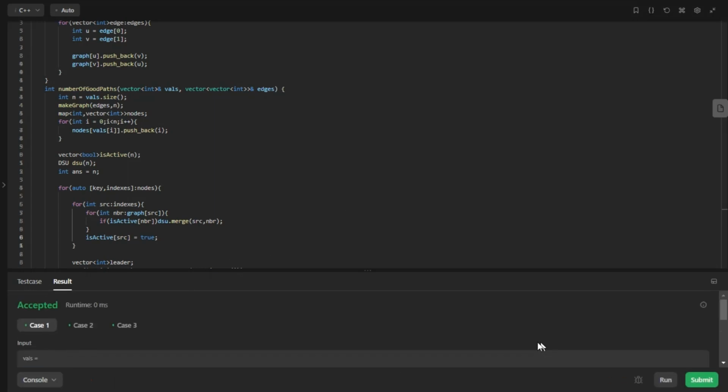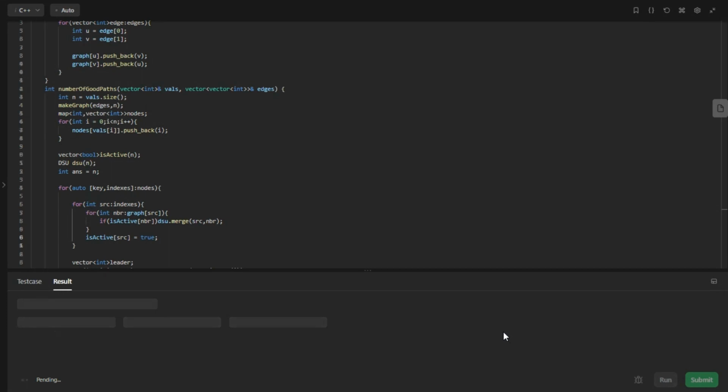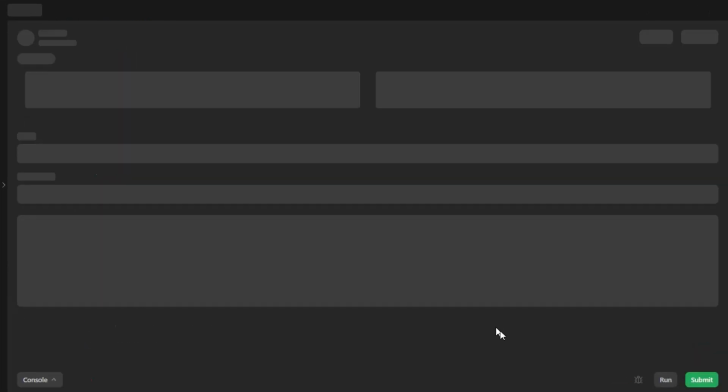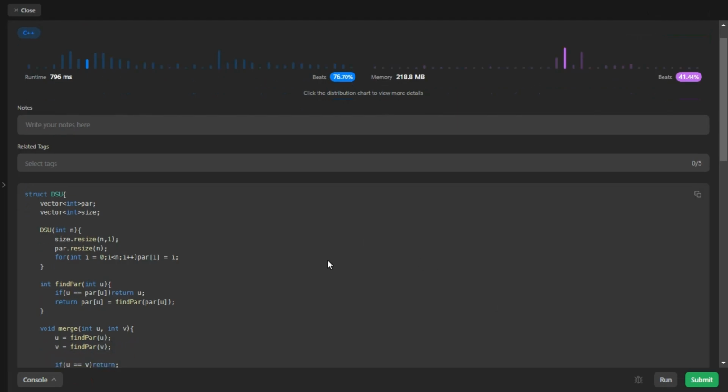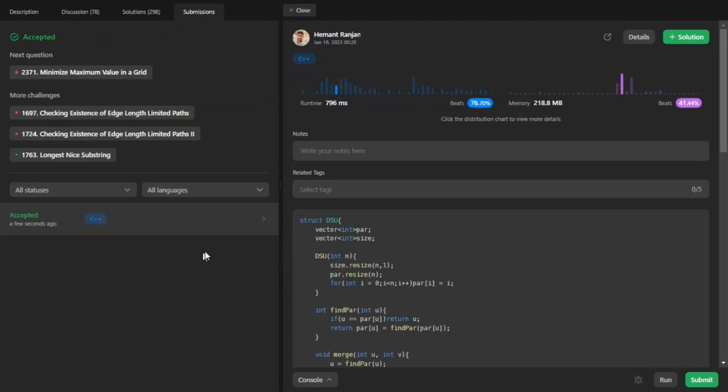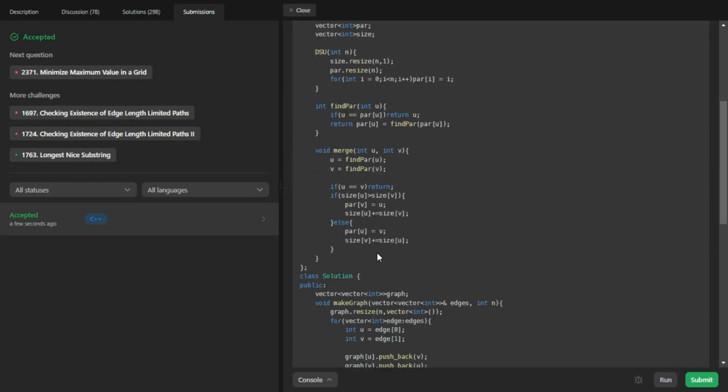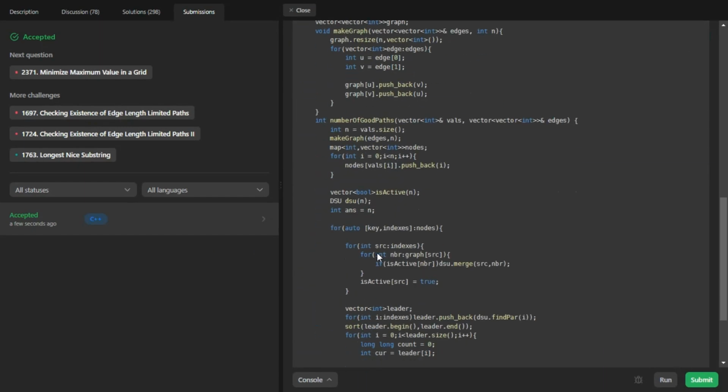All the test cases are passing. Let's try to submit it. It got accepted. So this is the solution for today's daily LeetCode challenge question.